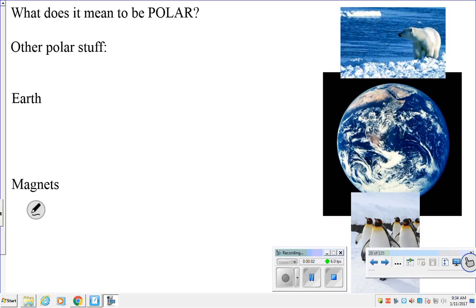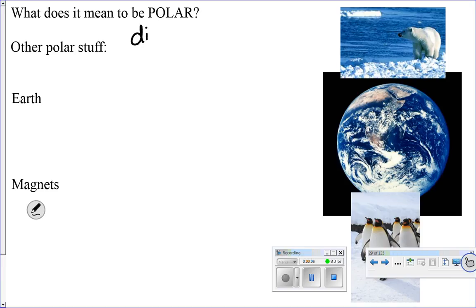Welcome to polar versus nonpolar bonds. What it means to be polar is to be different on your ends. Two common examples of things that are polar would be the Earth or magnets. The North Pole of the Earth has polar bears, whereas the South Pole has penguins. It's different. A magnet has a North and South Pole, which have different properties.